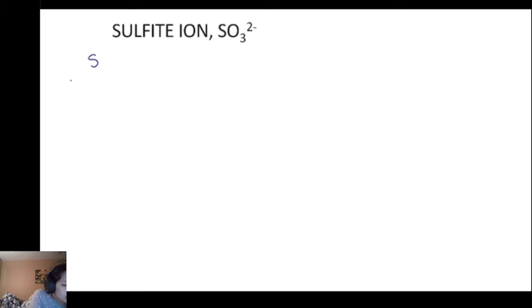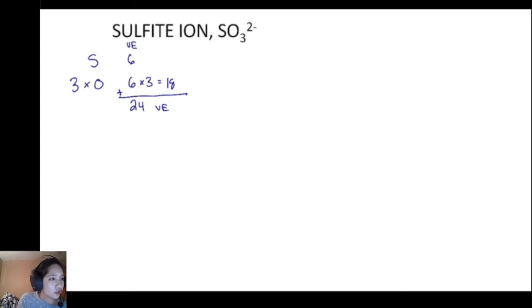We have a sulfur and we have 3 oxygens. Sulfur has 6 valence electrons. Oxygen also has 6, but there's 3 of them. So that equals 18. So the total number of valence electrons is 24. All right, so that's step one.